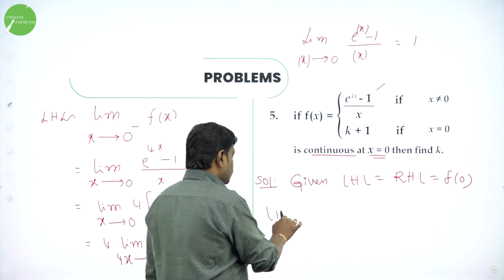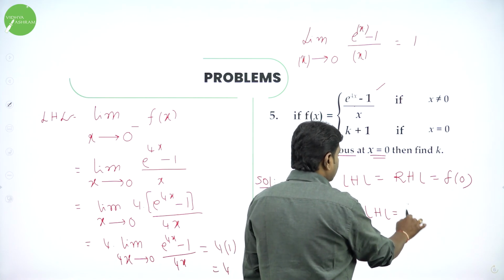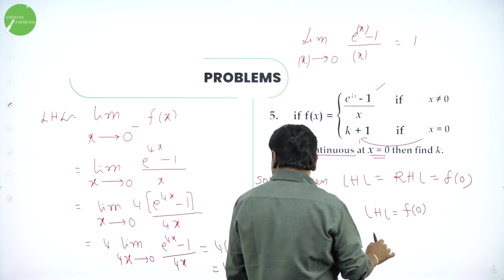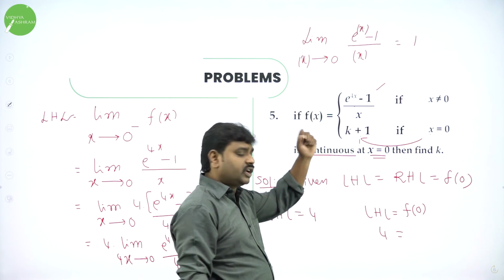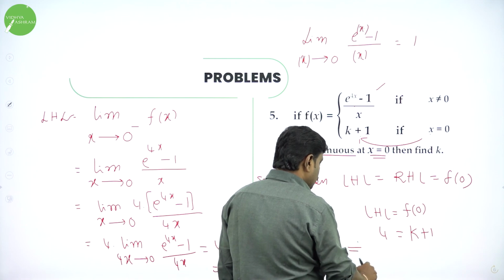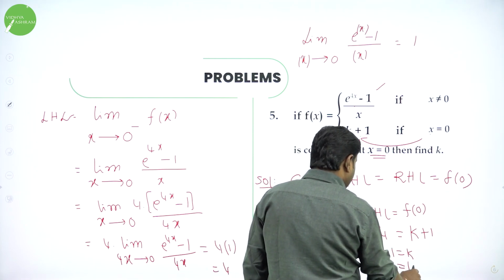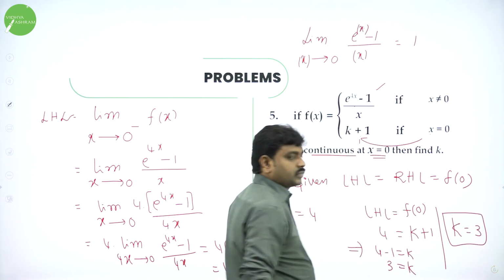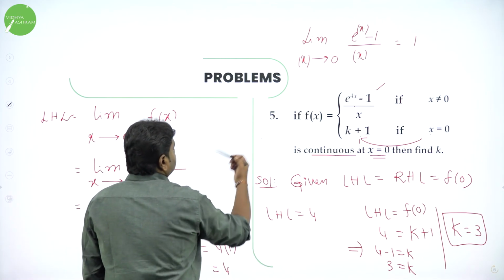So you got LHL. What is LHL value? 4. Equate left-handed limit to what? f of 0. What is f of 0? Functional value when x is equal to 0. LHL just now we got 4, and f of 0, function value when x is 0. When x is 0, what is the function value? k plus 1. 4 is k plus 1, and transfer 1 to this side. So 4 minus 1 is equal to k, or 3 is equal to k, or we say k value is exactly what? 3. What is k? 3. So now we got answer for the unknown.